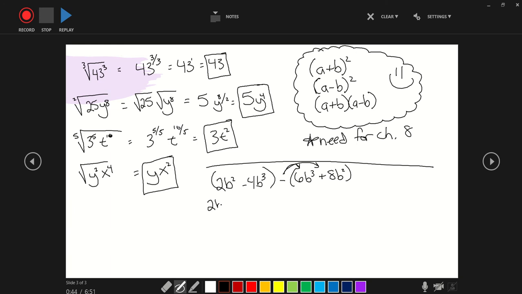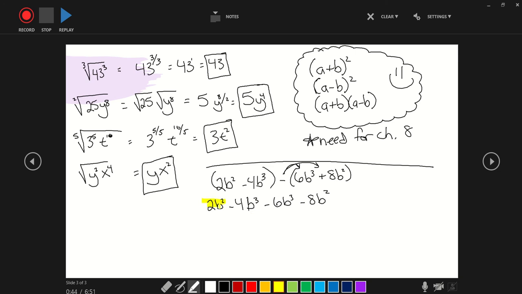So we can drop the parentheses at this point and just rewrite what's in the first one: 2b squared minus 4b cubed. Then drop the second parentheses and change the signs of those terms, or distribute the negative. This is a positive, so it now becomes a negative. And this is a positive, so it now becomes a negative. Now we can add up our like terms.